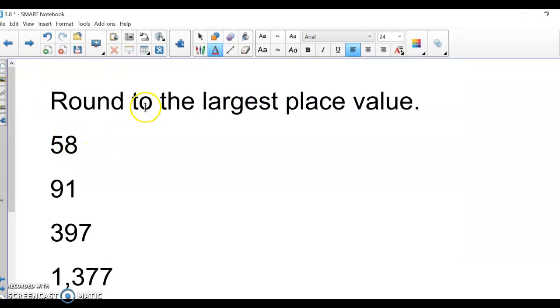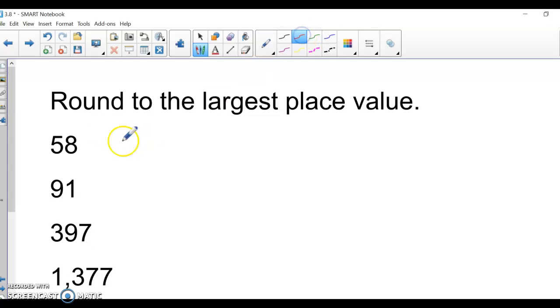So the first thing we have to be able to do today is remember how to round. And we're going to round to the largest place value. So in this case, we're going to round to our tens, and then we're going to round to our hundreds, and then we'll round all the way out to our thousands. And we remember, we always look at the place value next door to the right. 5 or more, let it soar. 4 or less, we let it rest.